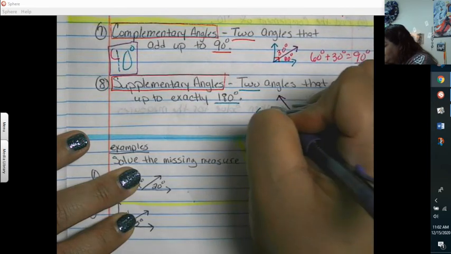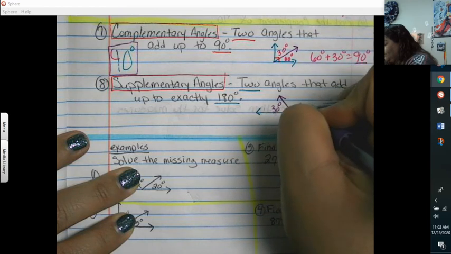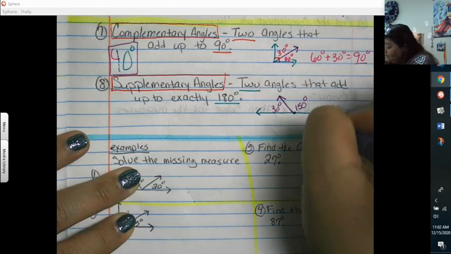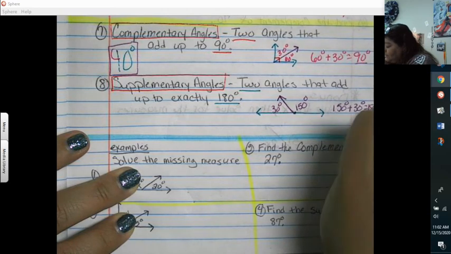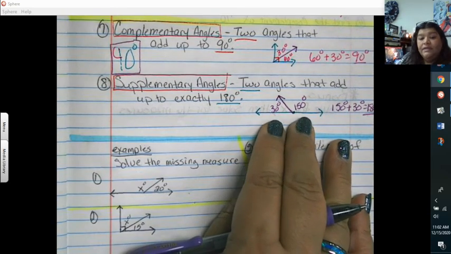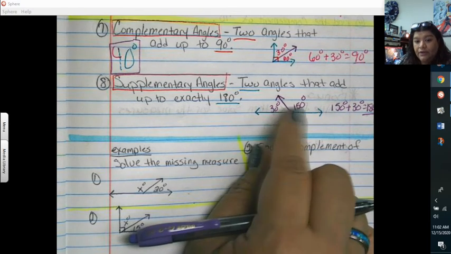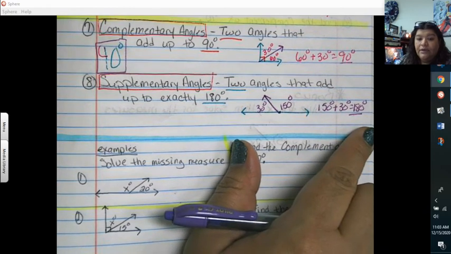And we'll say this one is 30 degrees, which means this one has to be 150 degrees. Okay, so again, that means 150 degrees plus 30 degrees gives you 180 degrees. So again, it's two angles, not three, not four. It's exactly two angles that when you add up their measures, you will get exactly 180 degrees.